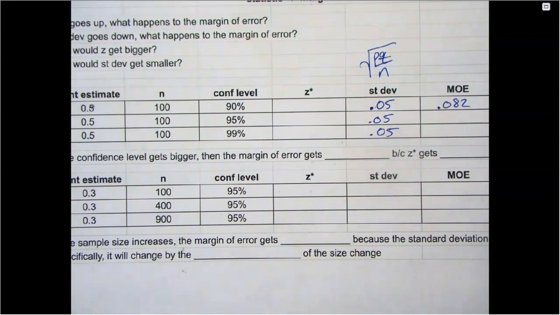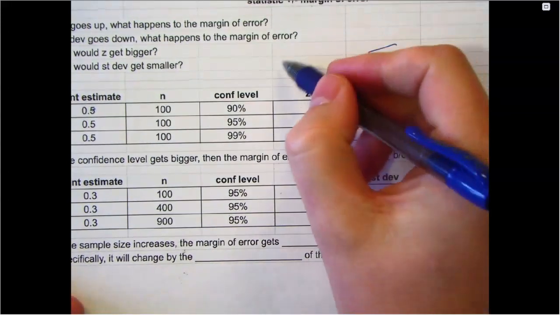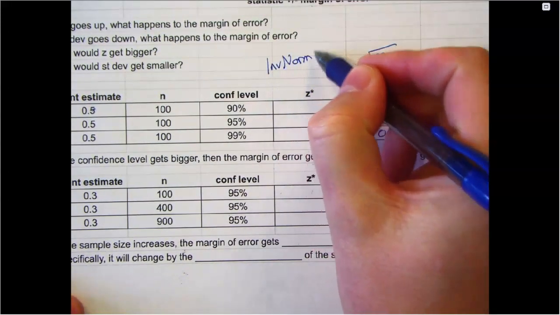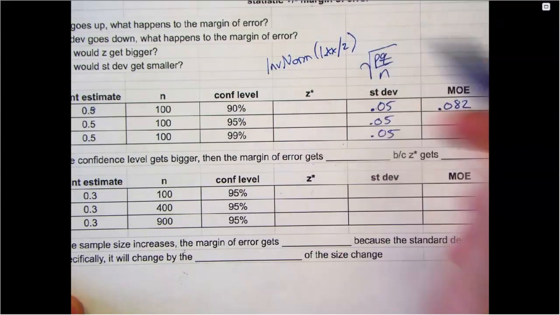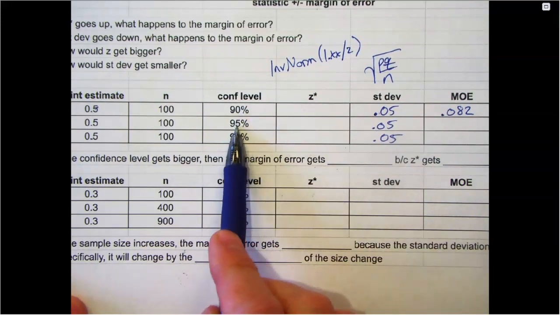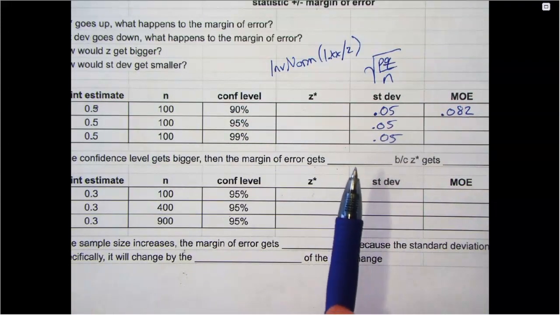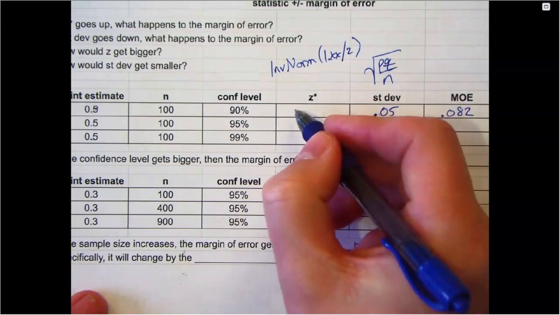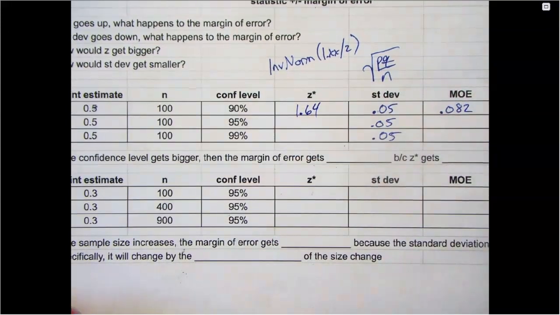How do I find Z star? The easiest way to remember it is, I'm going to say 1.xx divided by 2. So if I do inverse norm of 1.90 divided by 2, 1.95 divided by 2, 1.99 divided by 2, that'll get us what we want. So I get 1.64 there, so make sure you're getting that with me. We get 1.64.